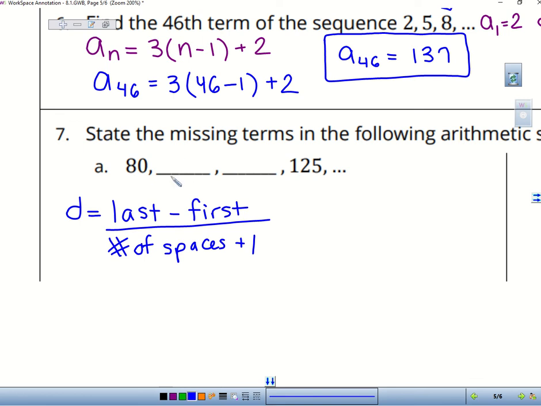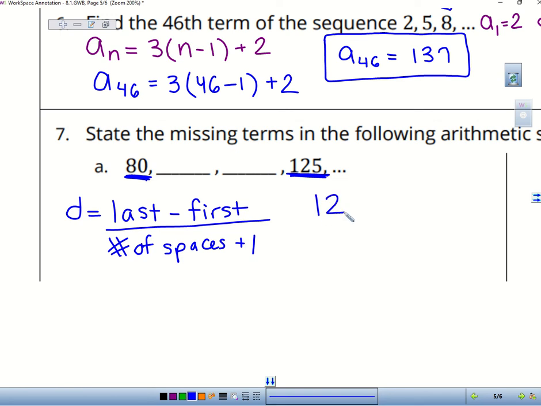Now when I say first and last, I want to be very clear to you. First is the one that's directly next to the space. Last is the one that's directly after the space. If there was another term given to you, you don't use that. You use the last one after the space. Okay? So don't use the extras. There's a question on the homework like that, so I just want to mention it.